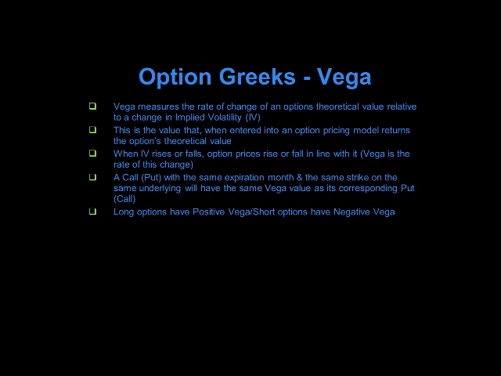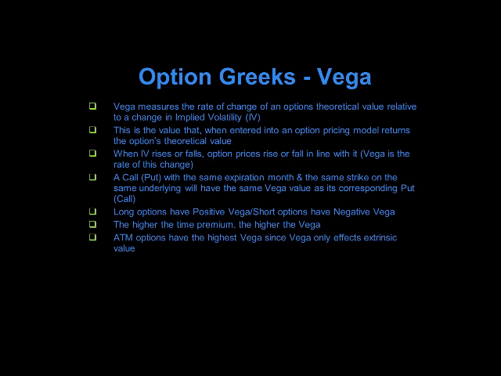So at first you'll have to memorize this, but after a while you get used to it and you understand it. And then once you start trading, you may never use it again, but you need to understand the mechanics behind this, particularly when you start getting into some of the more advanced strategies, okay? The higher the time premium, the higher the Vega. At the money options, just like theta and gamma, have the highest Vega. Why? Vega only affects extrinsic value.